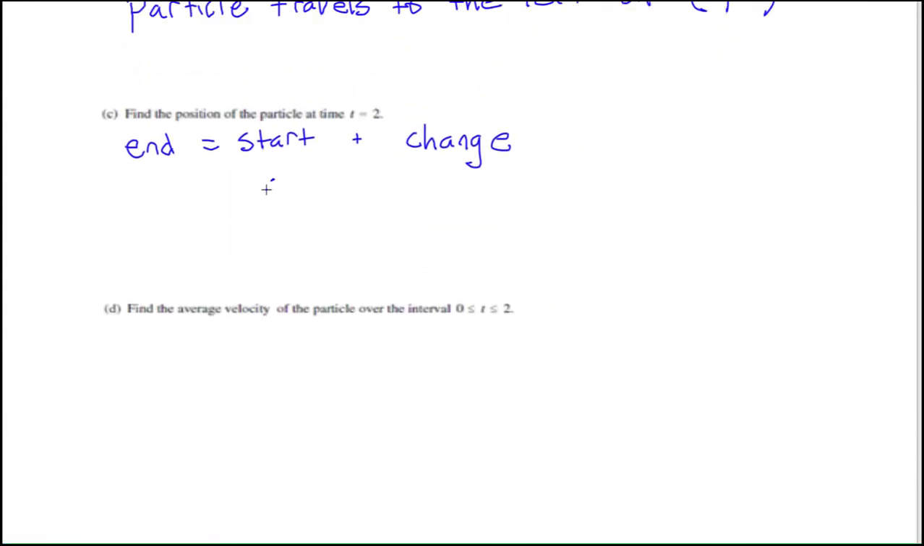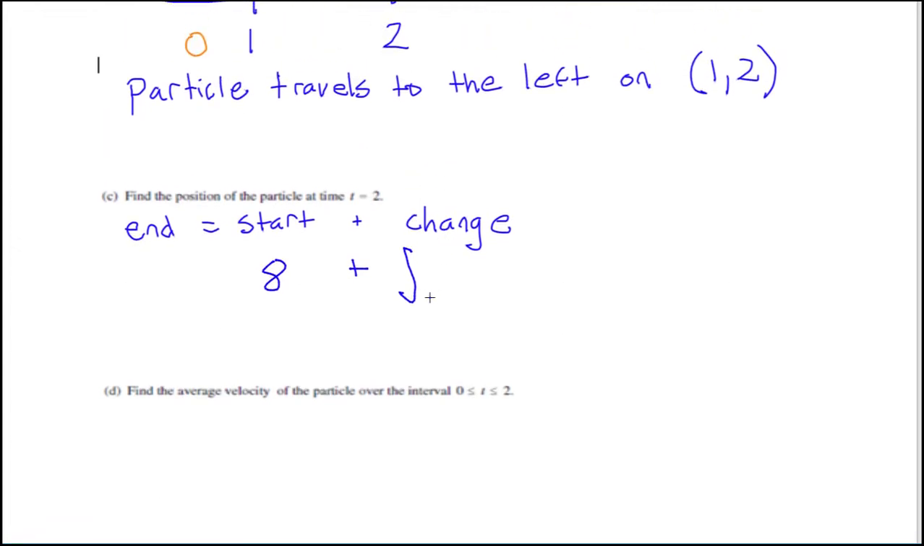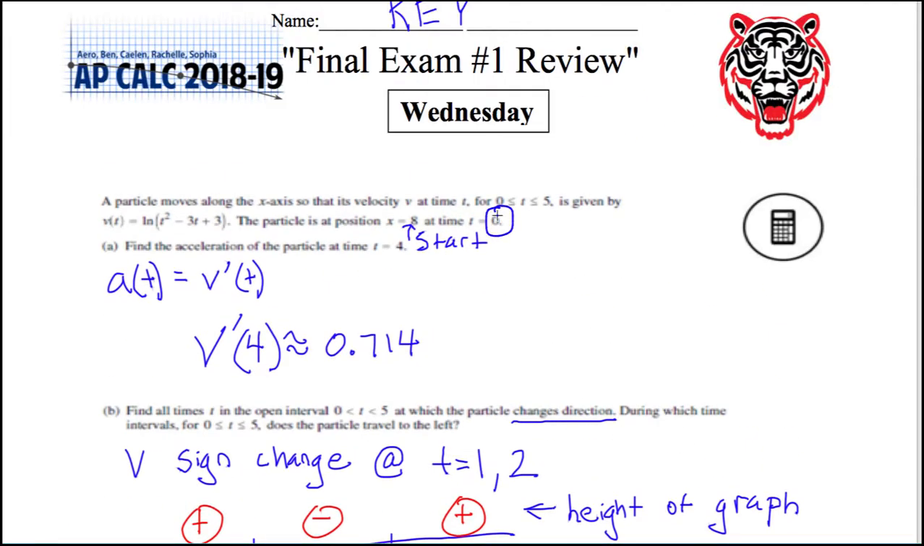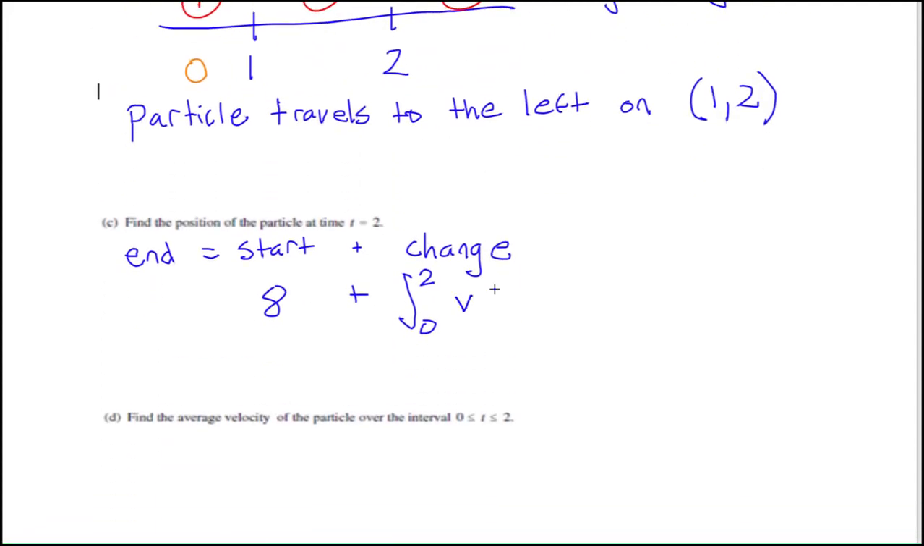So coming down here, I'm going to do 8 plus the change, and the change is, as we all said, integral or antiderivative between where and where? 0 and 2. This 0 bottom boundary came from this 0, and 2 came from this 2. So 0 to 2 of that velocity. I'm just going to write v(t) because I'm lazy.